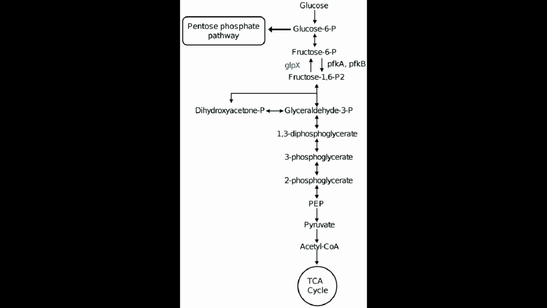Pyruvate has two fates. Under aerobic conditions, it is converted into acetyl-CoA, which enters the TCA cycle to produce even more energy. Under anaerobic conditions, it can be converted to lactate. So overall, glycolysis breaks down one glucose molecule into two pyruvate molecules, generating ATP and NADH for the cell.